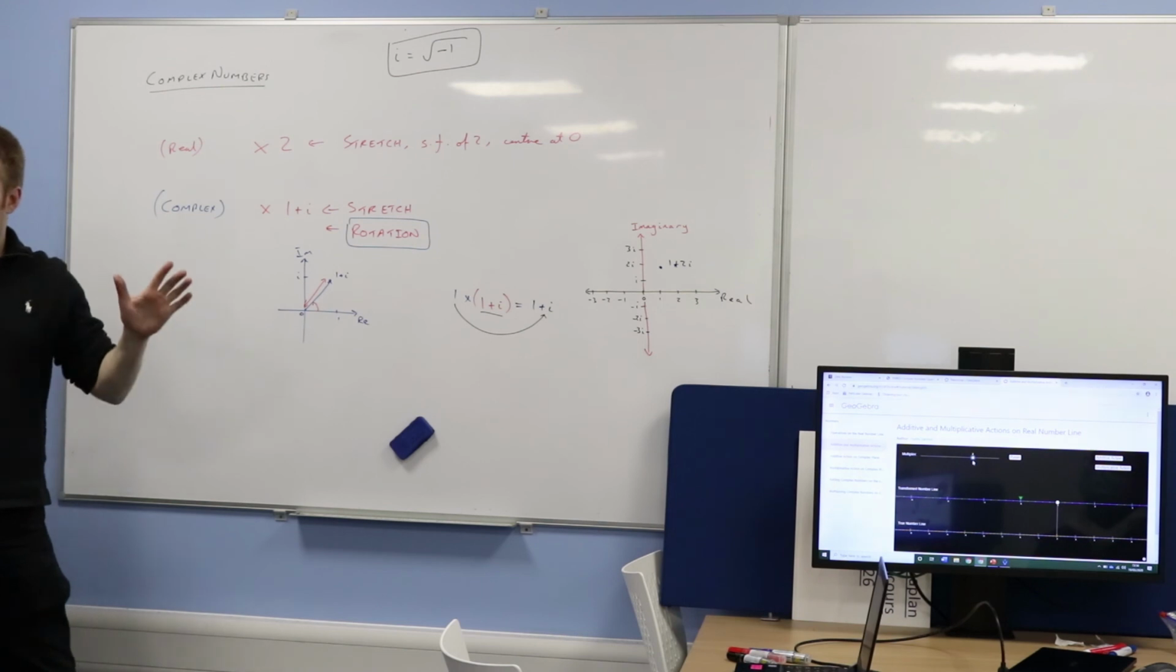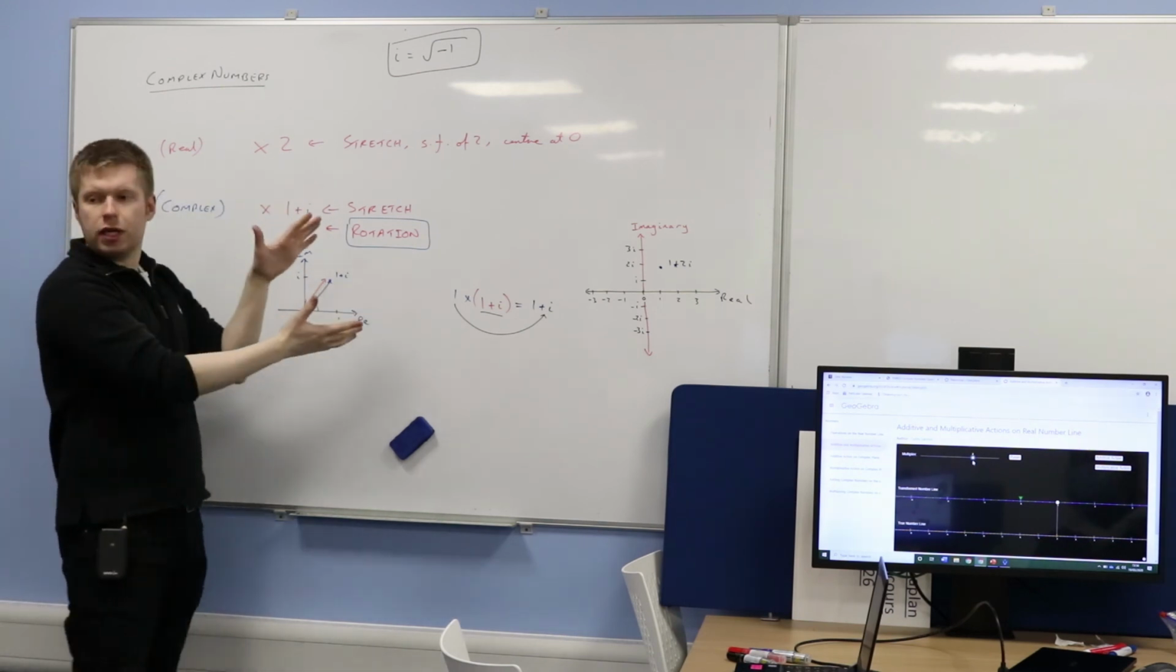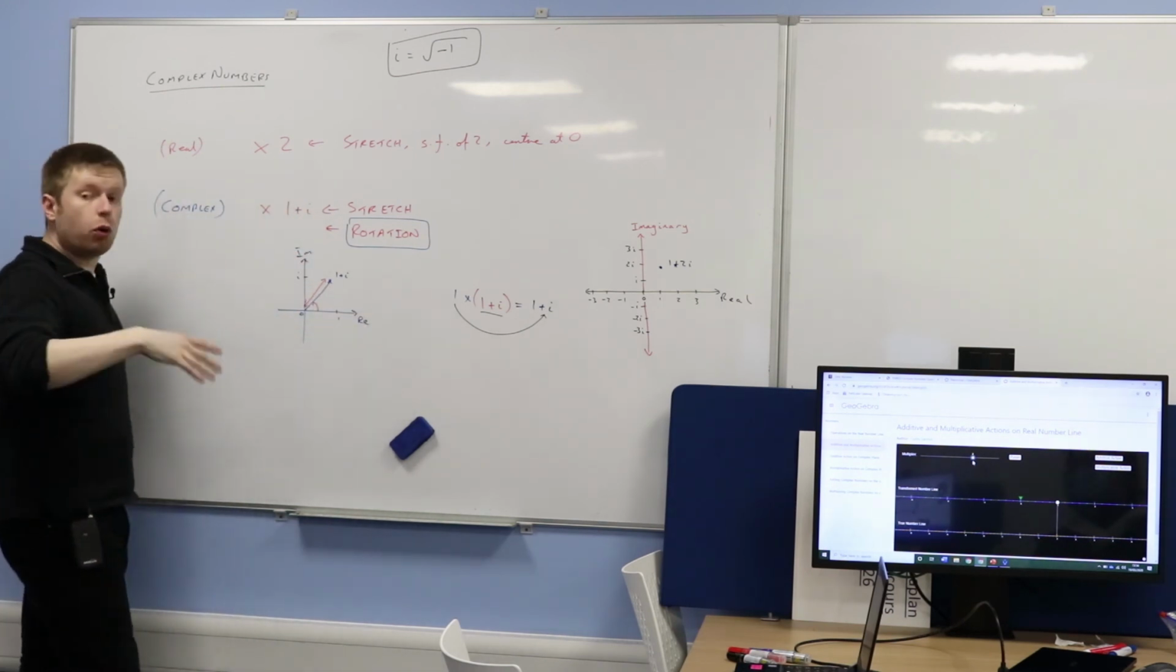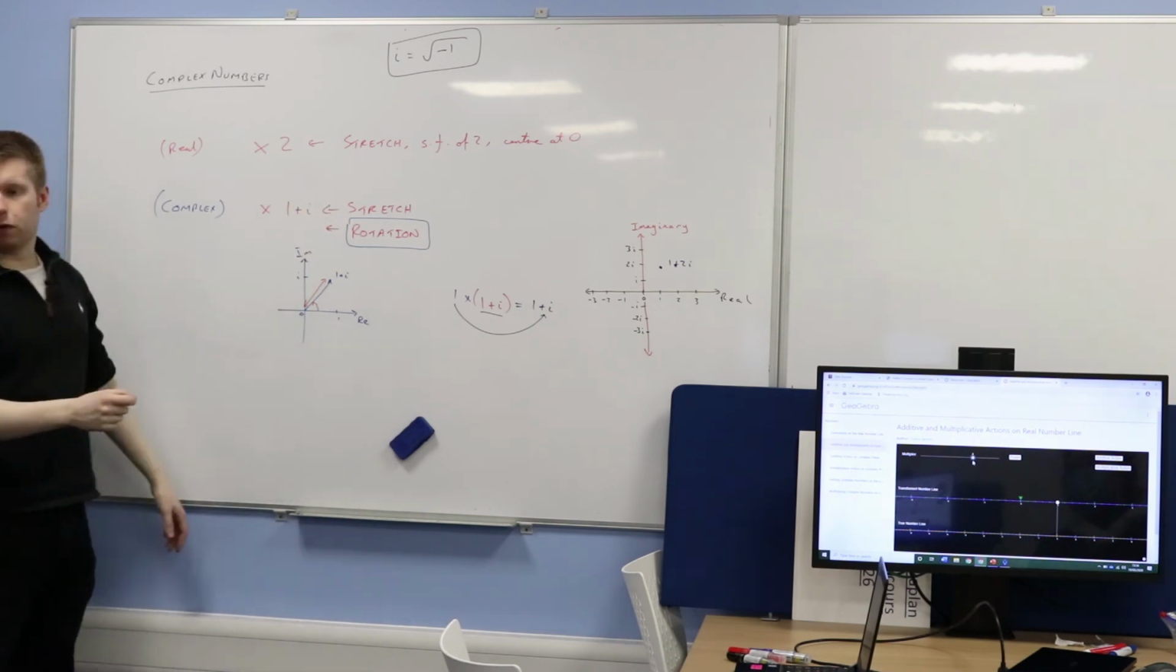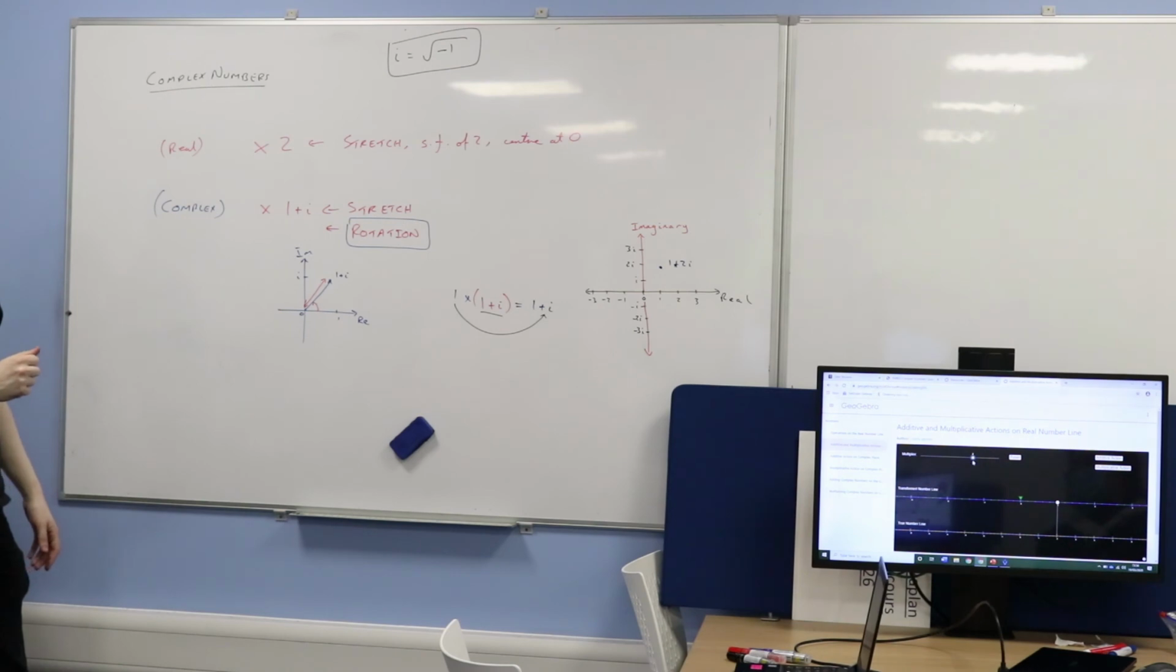So if you take nothing else away from today, and you don't understand this in full detail, but you do understand that when you multiply by a complex number, there is a stretch which happens and there's a rotation which happens, I think you're in a pretty good place.